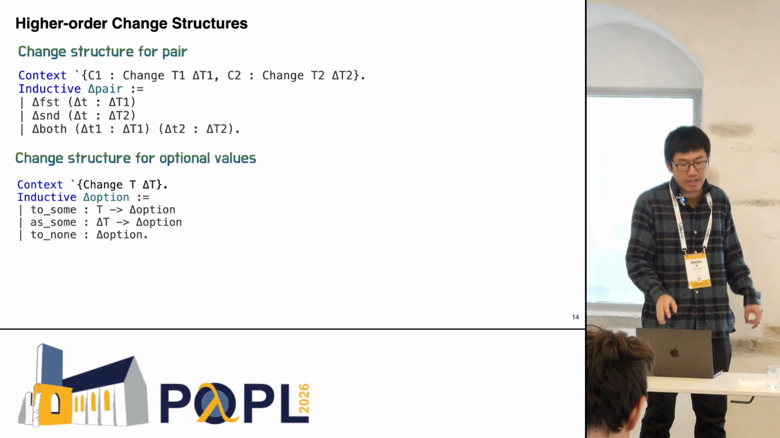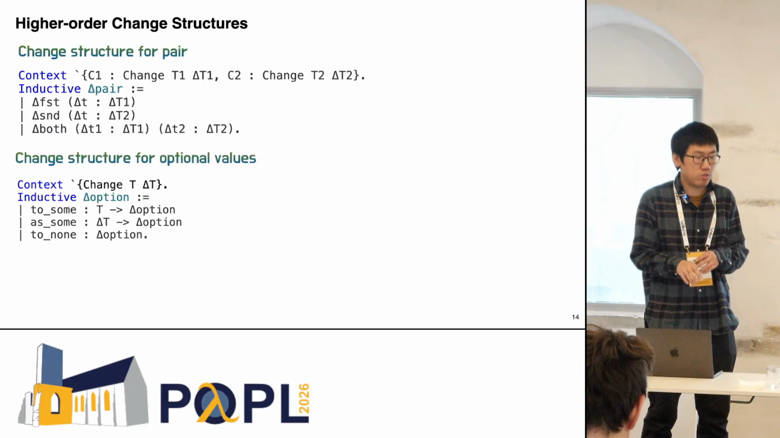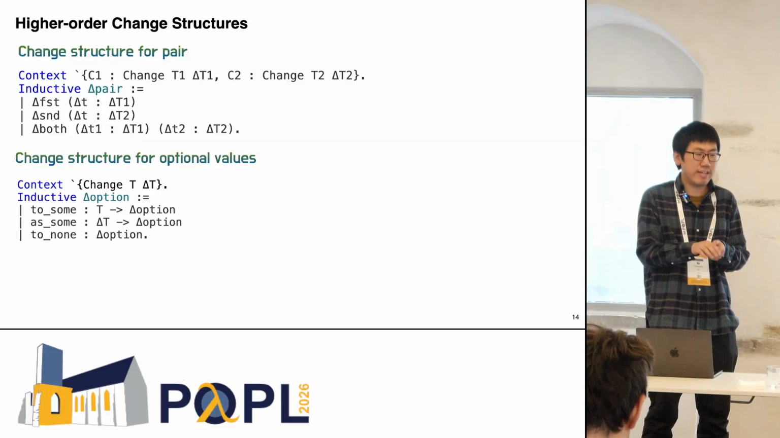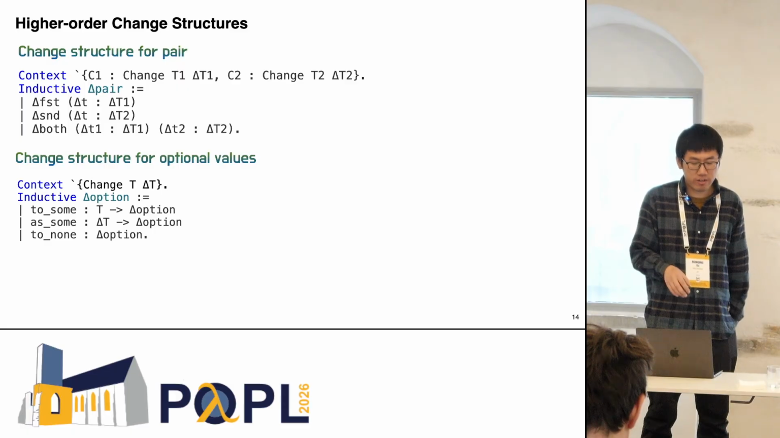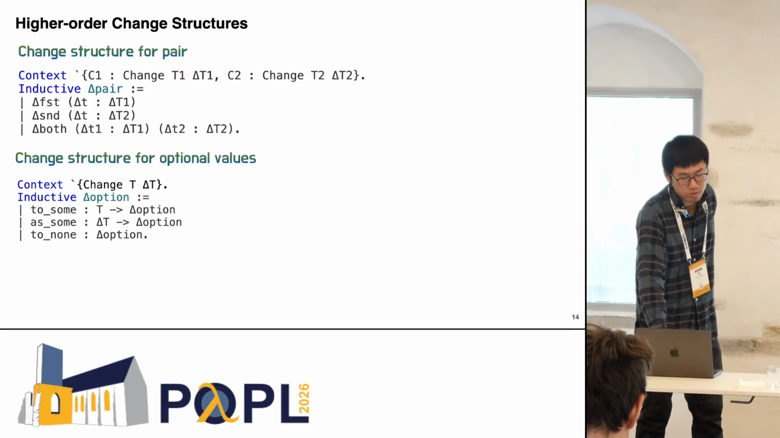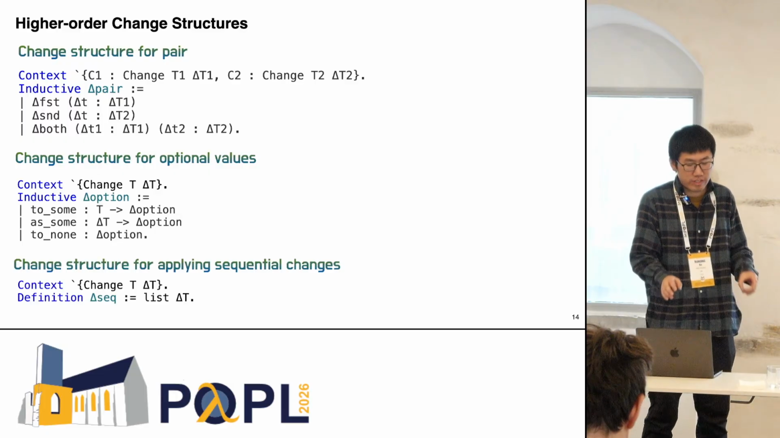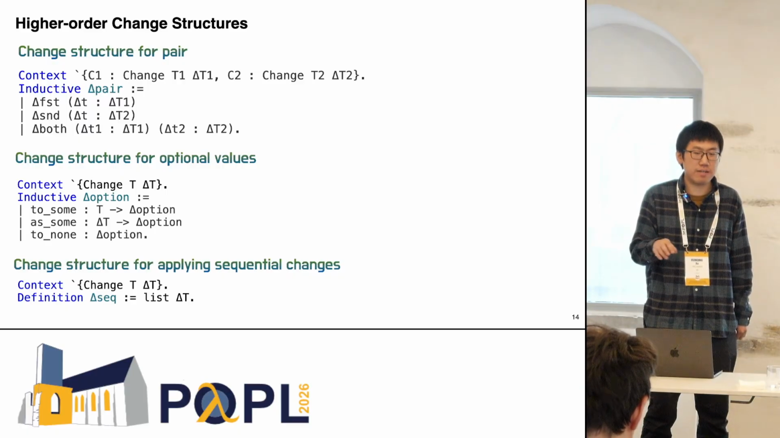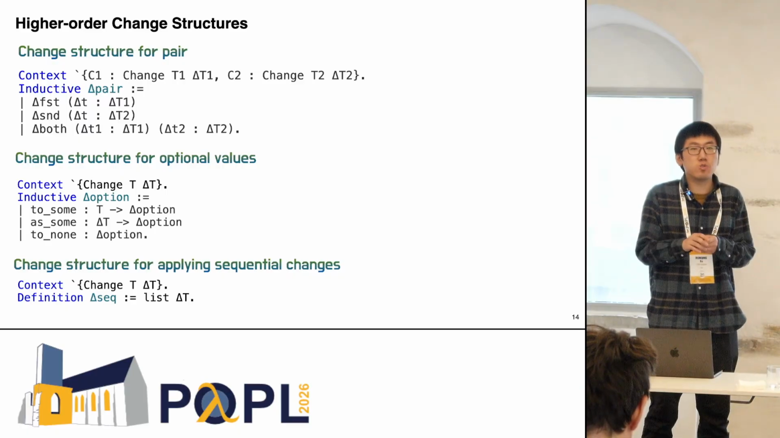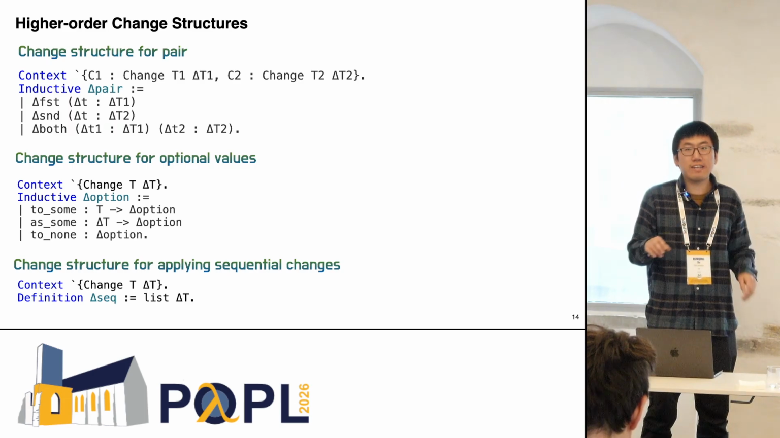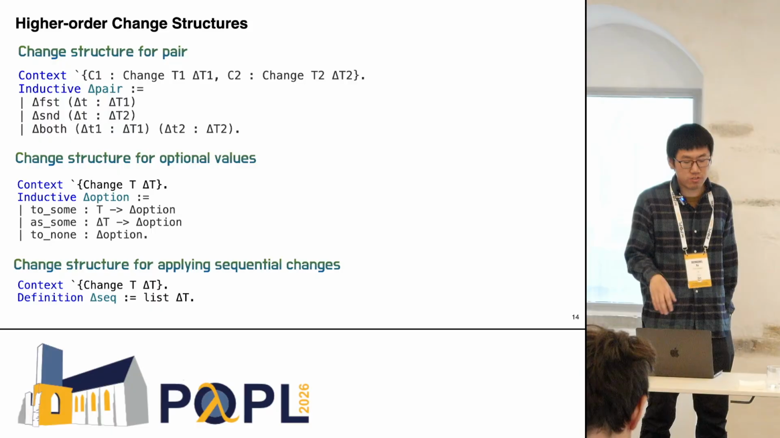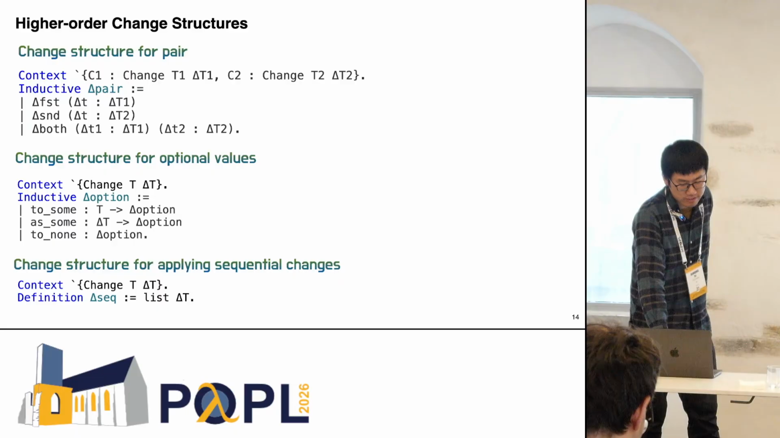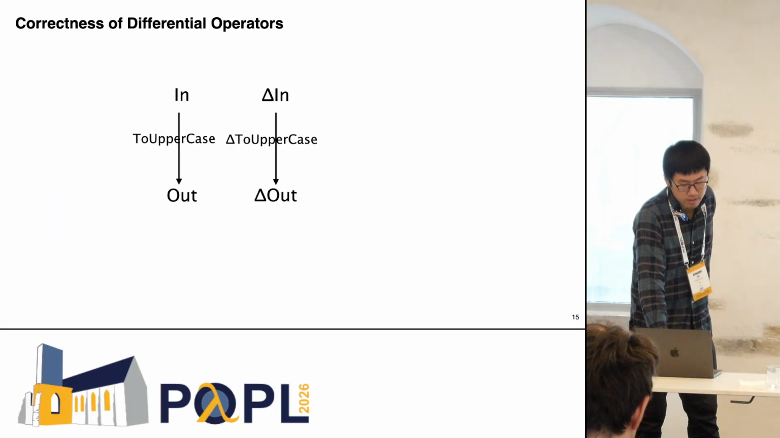And also, we have change structure for option values to, for example, turn a none value to a some value, use a change to turn a some value to another some value, and also turn some value to a none value. And also, we have the change structure for patching sequential changes, because sometimes it's hard to express a change using a single descriptor. So it's also very often used when designing differential operators.